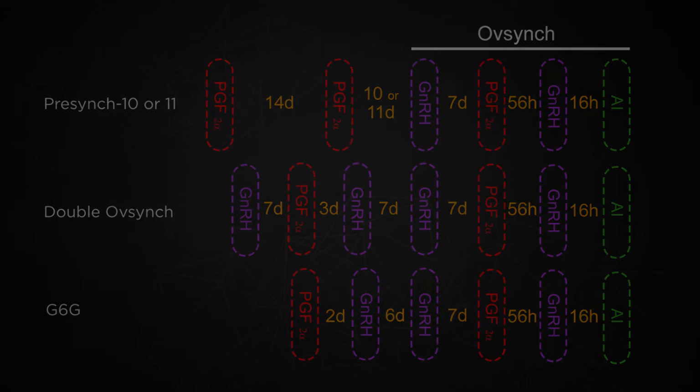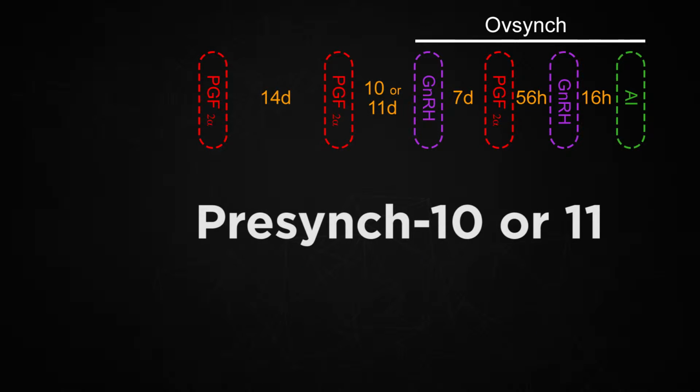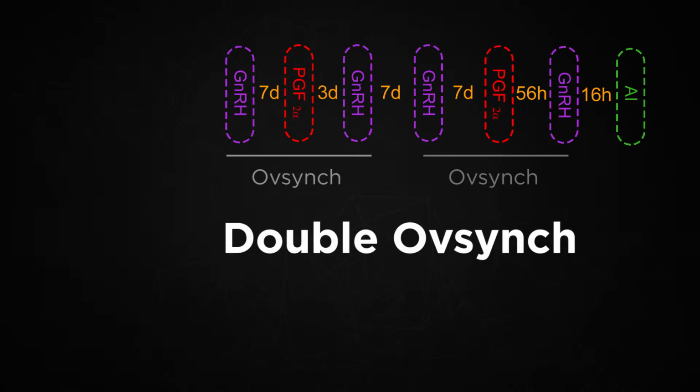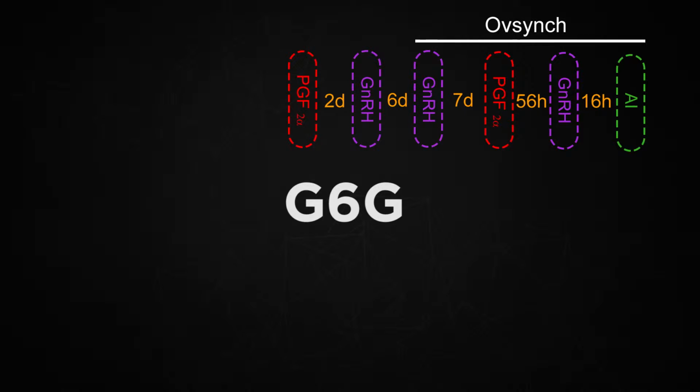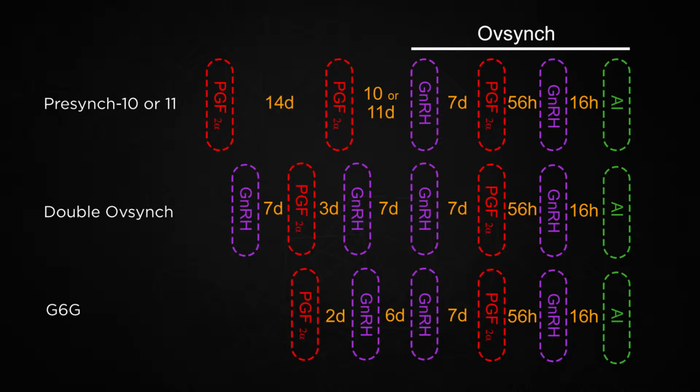Currently, there are three programs in use. Presync 10 or Presync 11, both work about the same way except injections are given on a different day. Double OvSync, and the third one is G6G. All three programs utilize OvSync, but the three programs are different due to the presynchrony differences in each of the programs. Presync 11 has 2 injections of prostaglandin F2 alpha administered 14 days apart and either 10 or 11 days from the second injection to the start of OvSync.